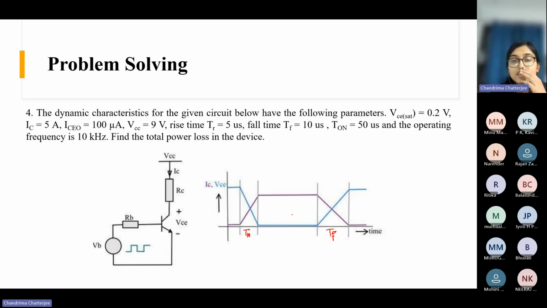T on is given. This is the T on period from this point to this point, the on period when the device is on. This is 50 microsecond and the operating frequency is 10 kilohertz. So find the total power loss in the device.